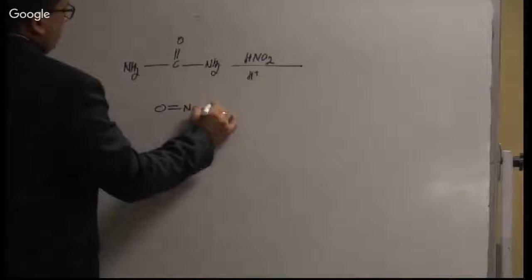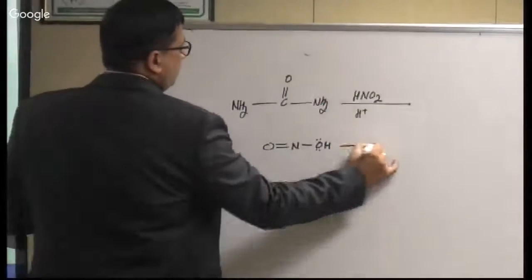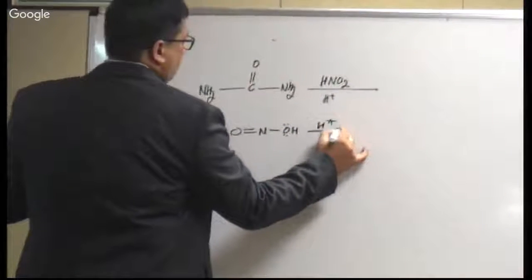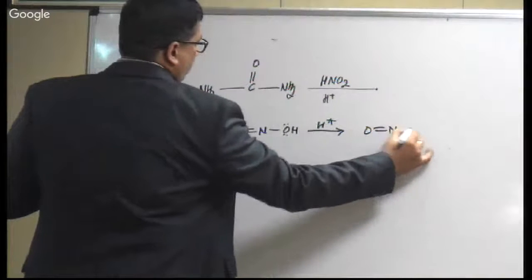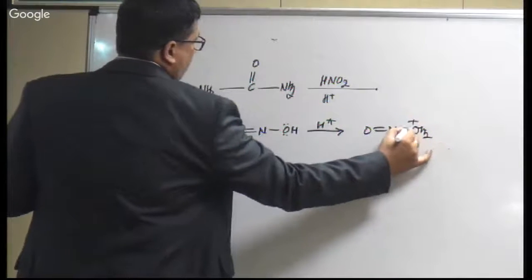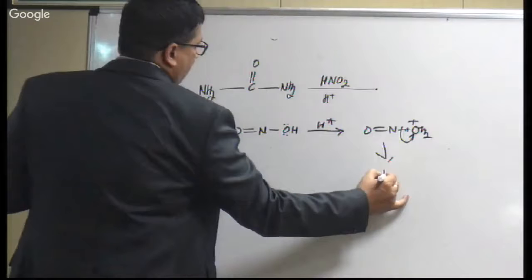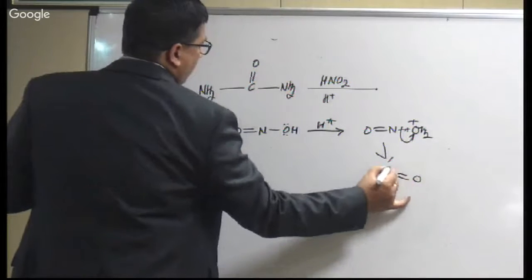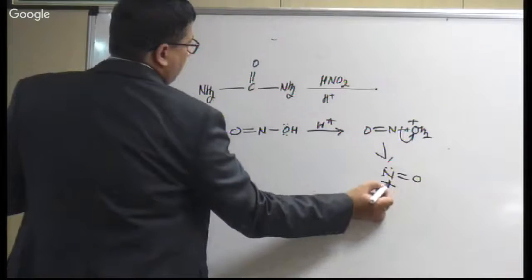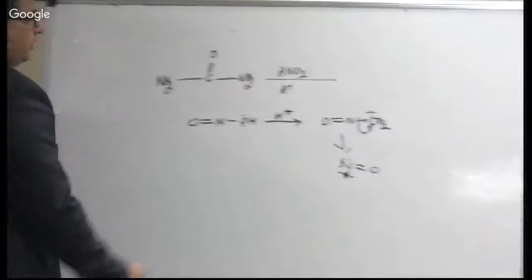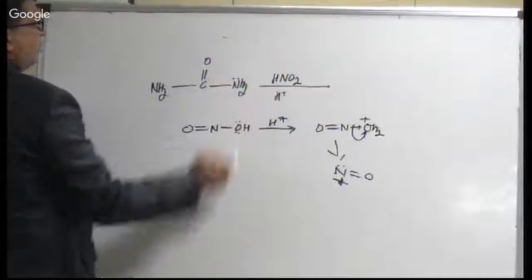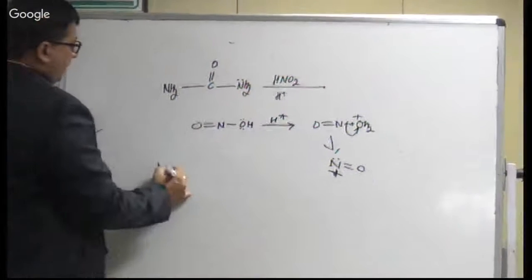Double bond N OH, this H+ will attack the OH group, OH2+ will leave, N double bond O positive will come. This positive is an electrophile and this electrophile will attack the nitrogen lone pair, because its affinity for nitrogen is very high.